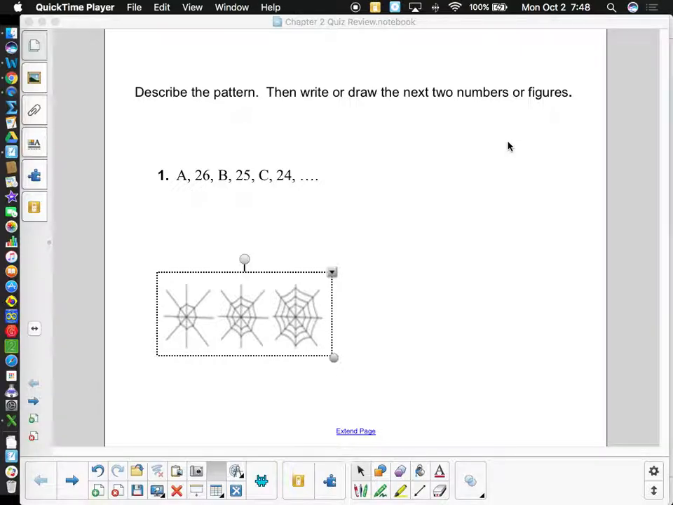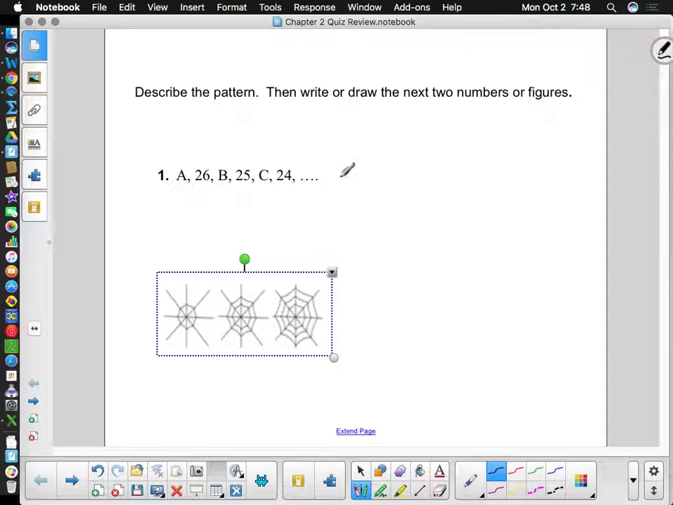All right, so first pattern, A26, B25, C24. It says give the next two in the pattern. So what are the next two going to be? D and what? 23. And that's a pretty obvious pattern. I mean, alternating letter and number, and the letters are just going A, B, C, D, and the numbers are counting down. Pretty easy.